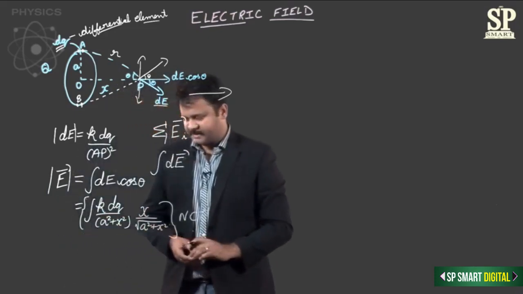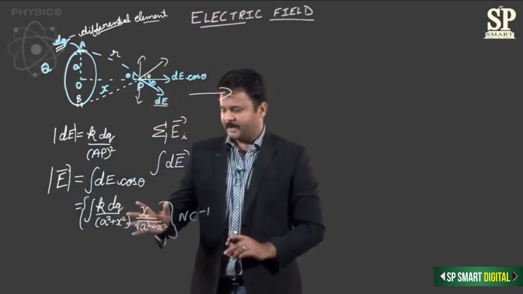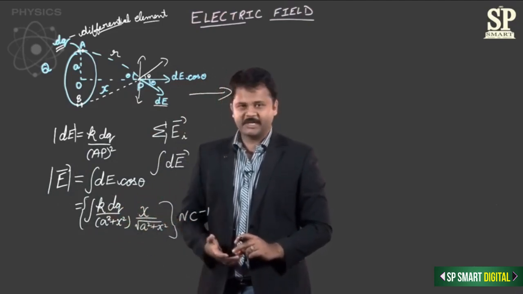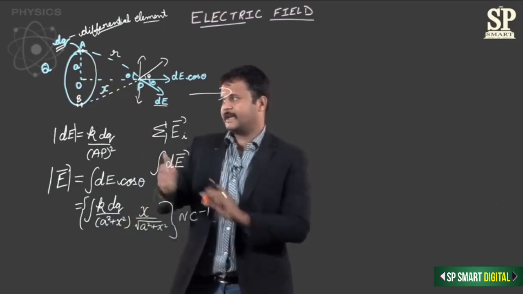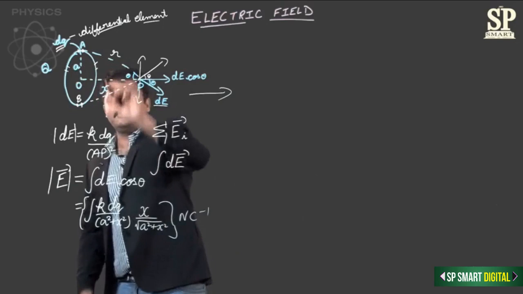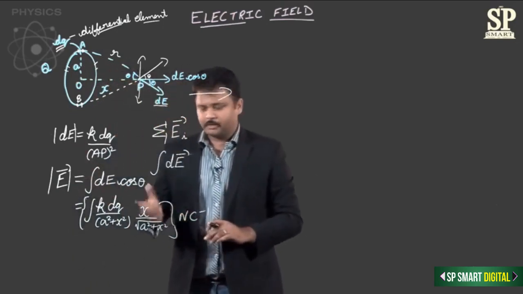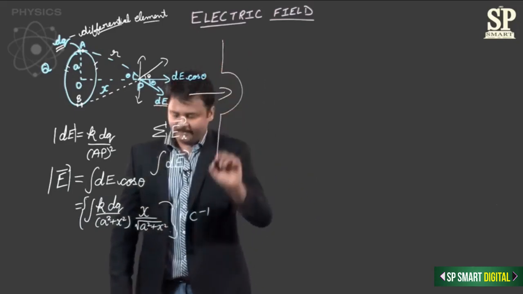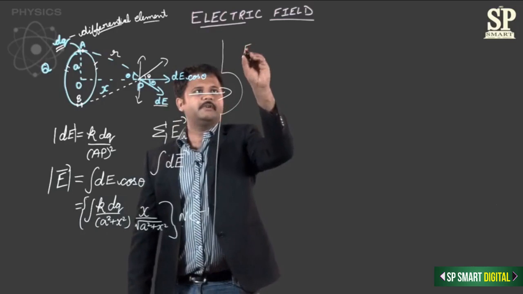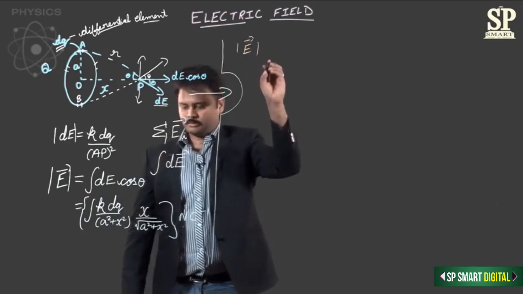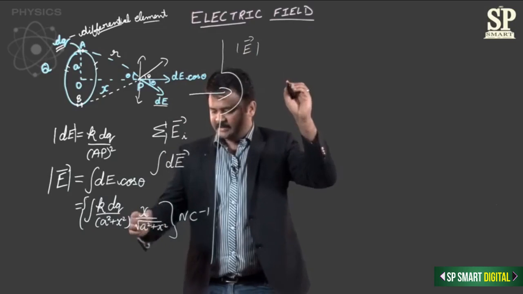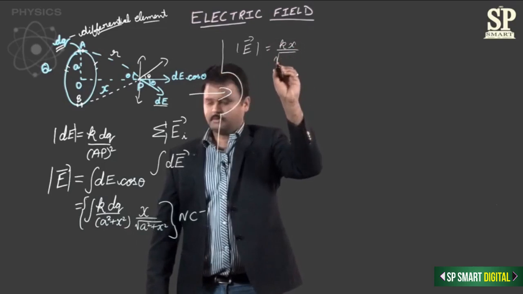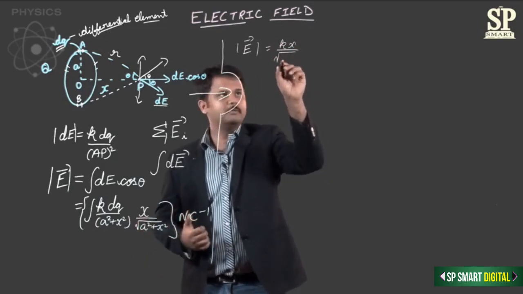Let's try to find out this expression. Now we have to integrate with respect to dq. You can see that these quantities a and x don't change when dq is taken as this element or any other differential element. Because they don't change, we will take them out of the integration sign, and what we will get is the magnitude of E is given as kx upon under root of a square plus x square whole cube.